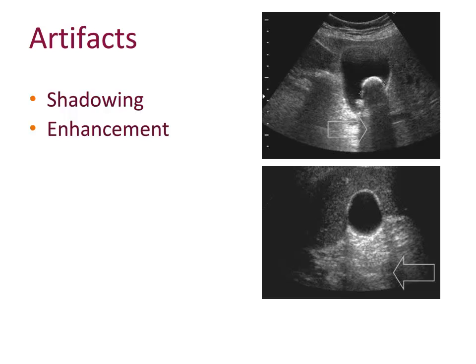Enhancement is seen as an abnormally bright signal. This occurs when sound travels through a medium with an attenuation rate lower than surrounding tissue. Reflectors deeper than the weak attenuation are abnormally bright in comparison with neighboring tissues. The attenuation of the sound through the fluid in these tissues is less than that of the surrounding tissues and results in this abnormal brightness.